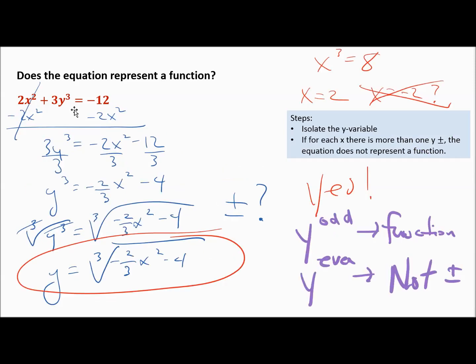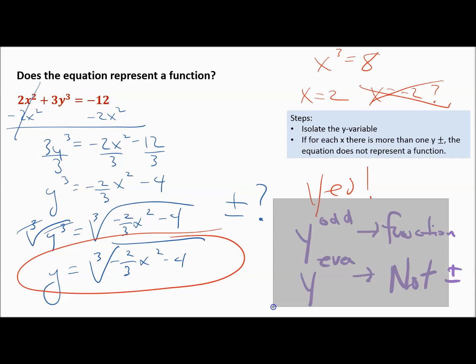So if you want to use the little cheating rule, and again, what I really wanted you to do is solve for y, okay? But if all you can remember is the cheating rule, then here's your rule right here. I've got it kind of highlighted there. If y is odd, you have a function. If y is even, you do not have a function. And of course, I'm talking about exponents, not whether y is odd or even, but whether the exponent is odd or even. Okay, so that wraps this video up.